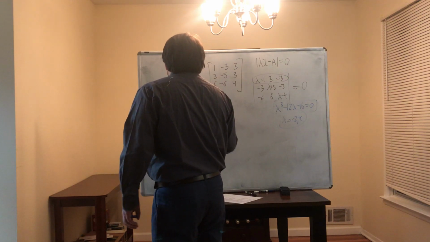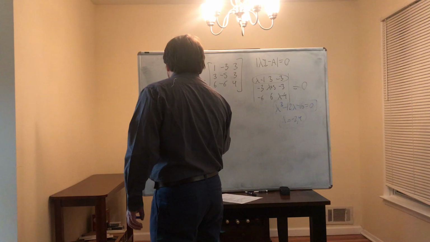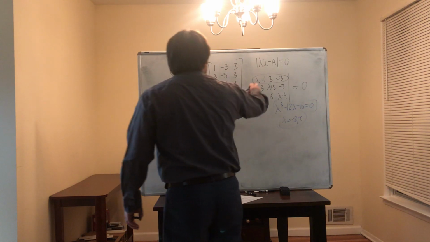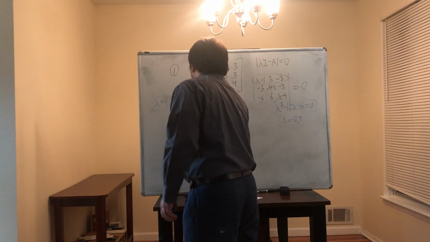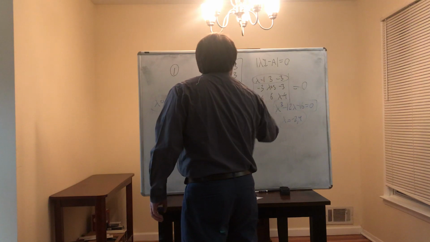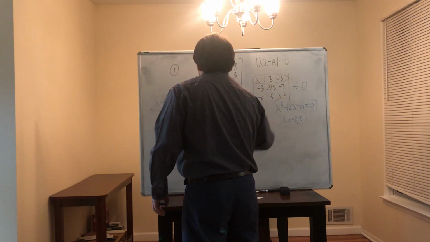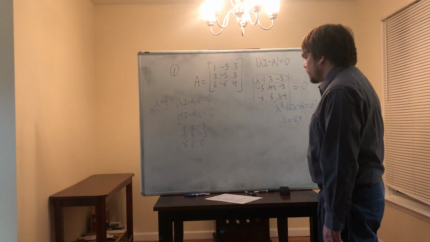So lambda I minus A, 4I minus A, is plugging a 4 into that matrix. And so we're going to plug in 4 here. We're going to get 3, 3, -3. -3, 4 plus 5 is 9. -3. You get -6, 6, and 4 minus 4 is 0. So that's 4I minus A.